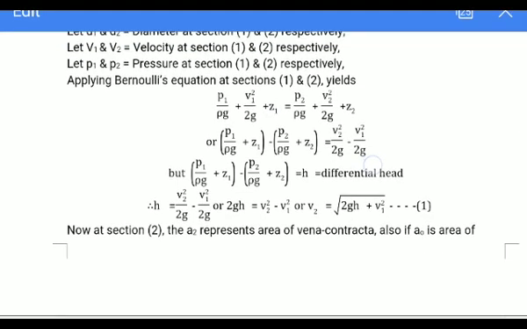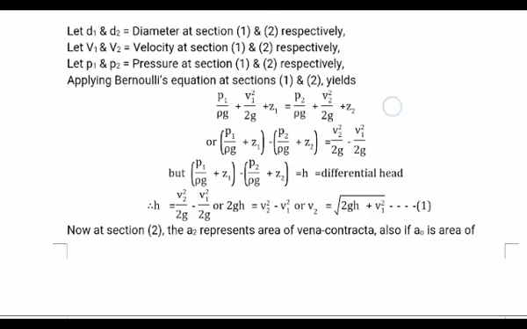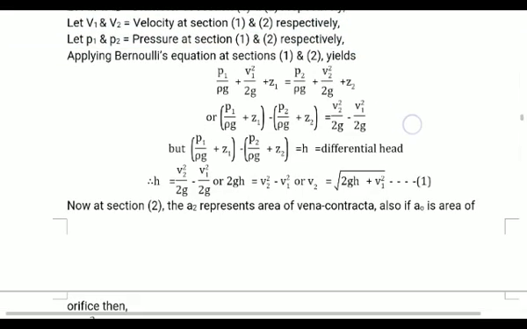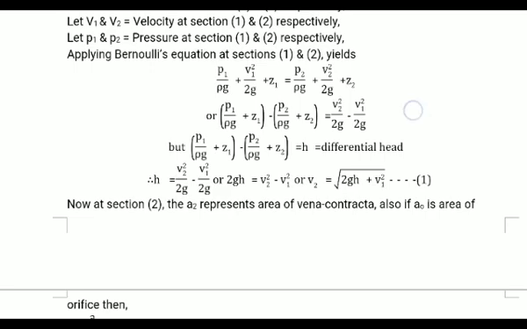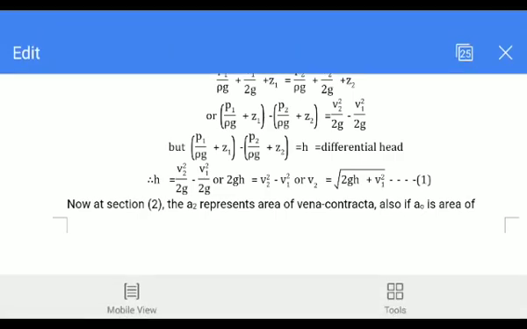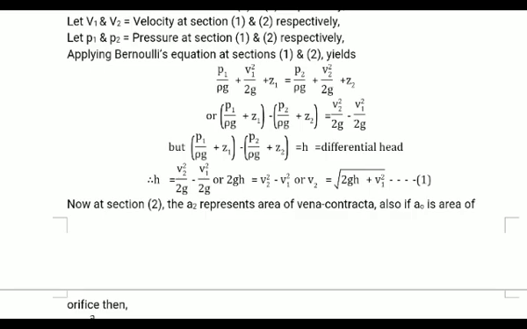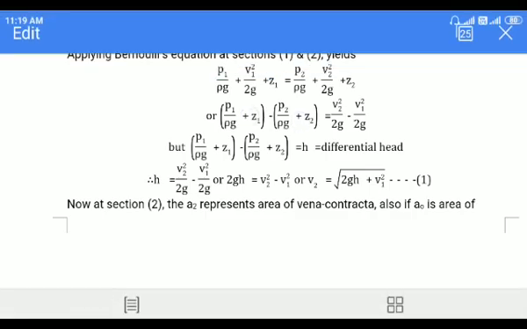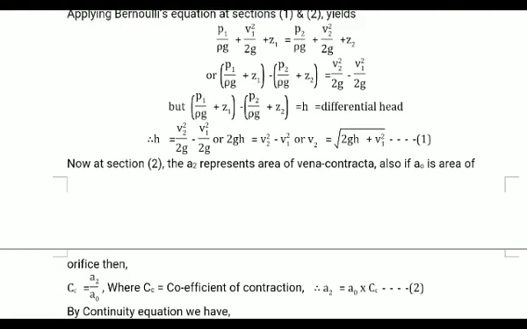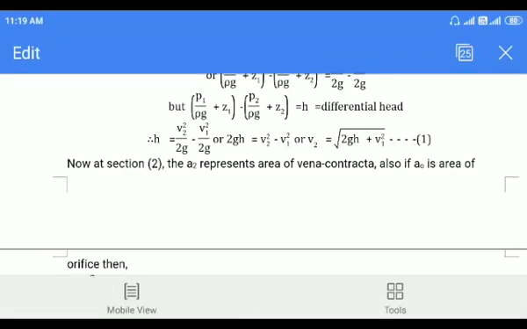After simplification and rearranging, I will get it like this. But p1 over rho g plus z1 minus p2 over rho g plus z2 is equal to h, the differential head. So in place of this value I can write h. It is called the differential head. Therefore I can rewrite it here.